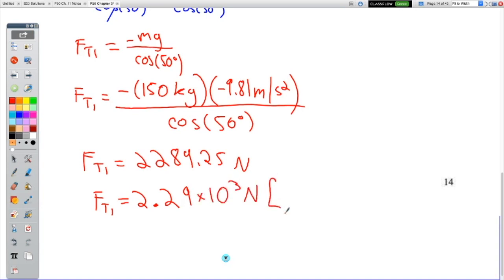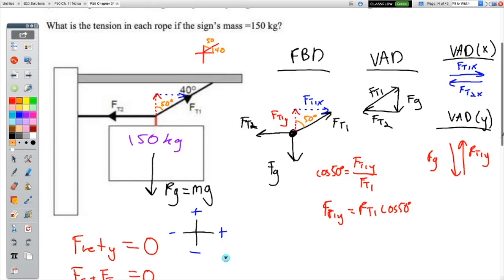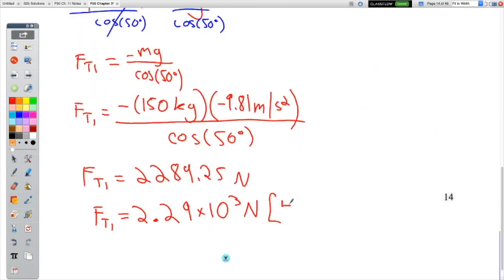What's its direction? Well, if we're using Cartesian coordinates, right, from our 0, which would be here, it's not going to be 50, it's going to be 90 minus 50, right? So that angle there is 50. If this is 50, like we said, well, this would be 90 minus 50, or 40. So that's the direction of Ft1, 40 degrees.